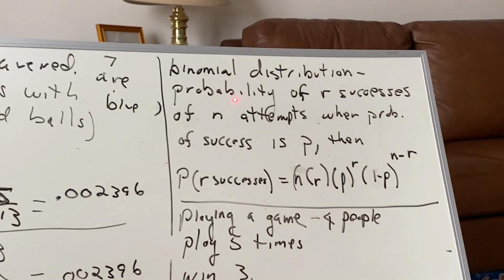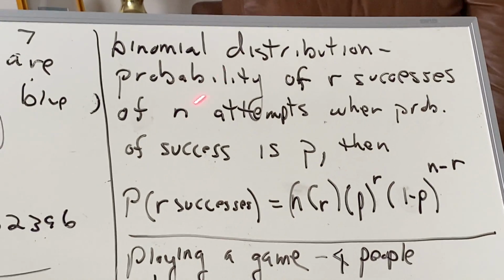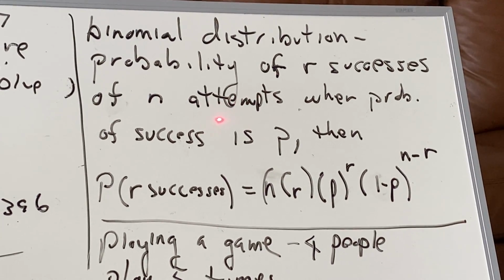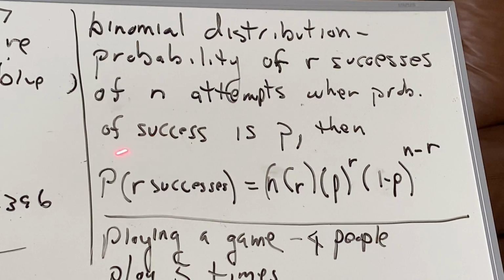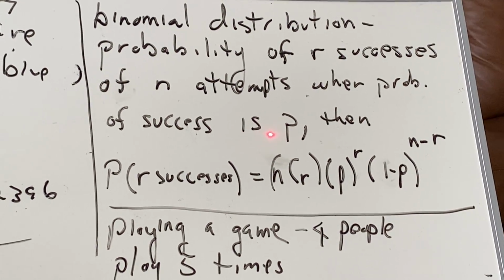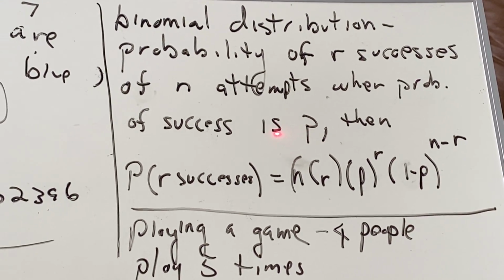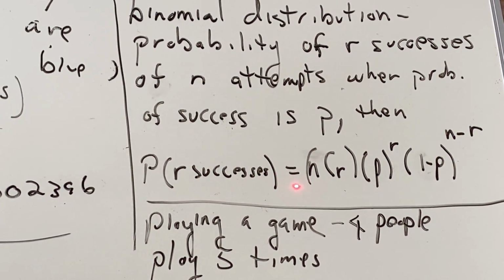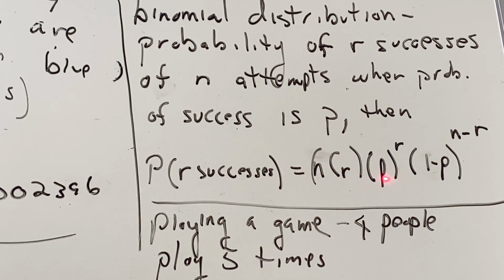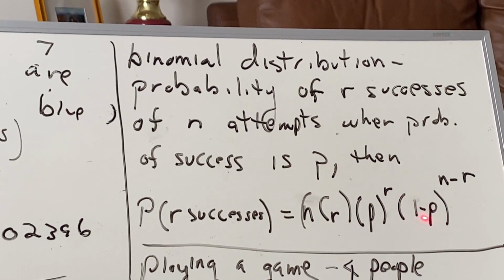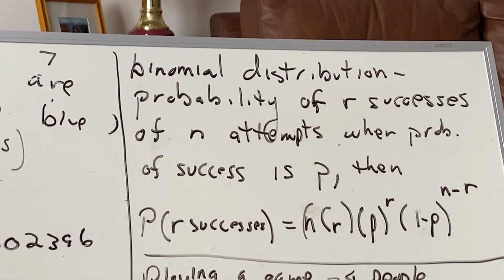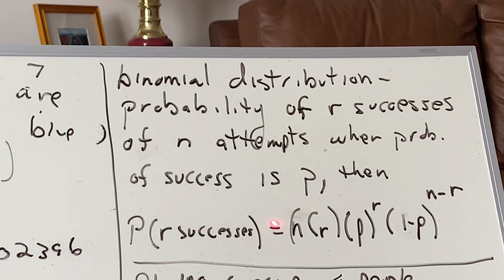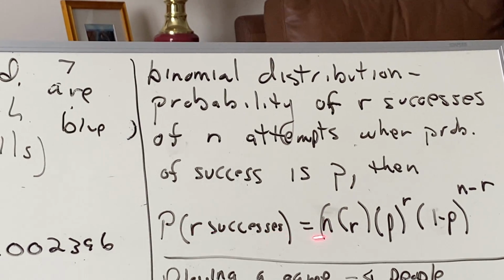It's over here. Binomial distribution, we can write it out as the probability of r successes in n attempts, where the probability of a success is p. Maybe it's 0.7, maybe it's 0.4, etc. Then the probability of r successes is equal to nCr times p to the r power times 1 minus p to the n minus r power. Again, as I like to say many times, the bark is worse than the bite. This is actually a pretty easy formula.